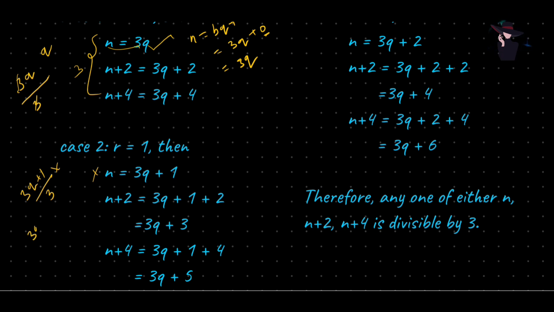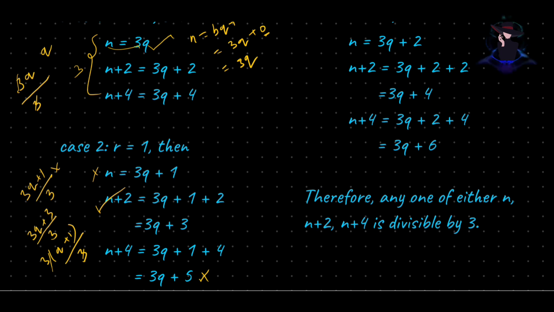What about n plus 2? 3q plus 3, divisible by 3? Yes, it is. Let's take the 3 common. 3 into q plus 1, divided by 3, 3 cancels. We got q plus 1. Yes, it is divisible by 3. What about 3q plus 5? No. So this is also not divisible by 3. Here n plus 2 is satisfied. One among 3.